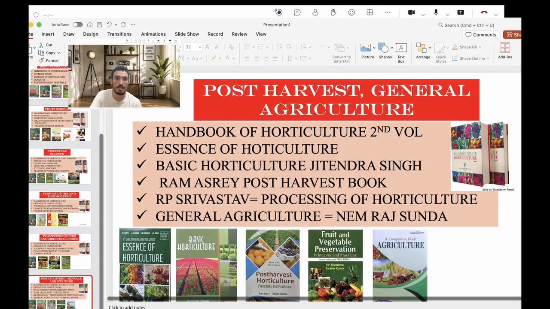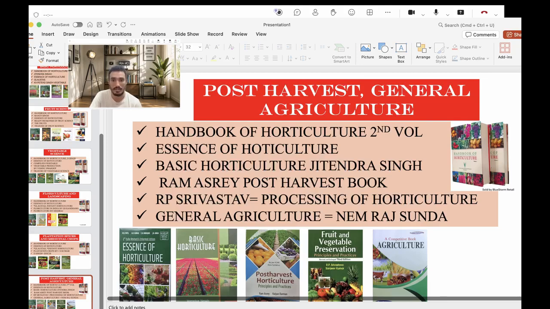Next we have the post-harvest and general agriculture portion. The second volume of the handbook is totally dedicated to post-harvest management and other minor divisions of horticulture, right? So this is very important. Start with Basic Horticulture by Jitendra Singh, because the last few chapters in Basic Horticulture are totally dedicated to post-harvest management as well as processing. Then switch to Essence of Horticulture.